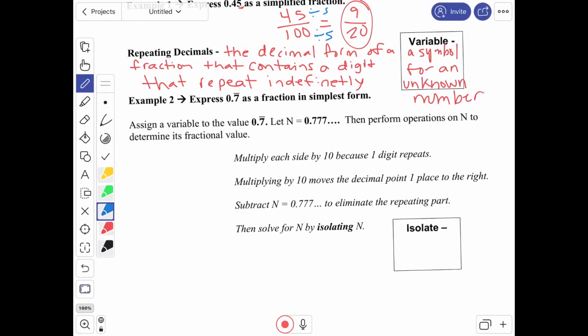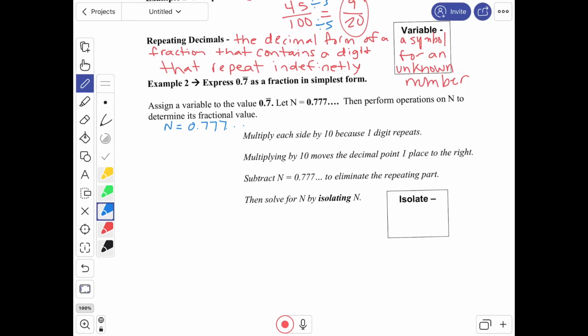Let n equal 0.777... Then perform an operation on n to determine its fractional value. So we're going to start with n equals 0.777... And this is kind of complicated, but stick with me. You'll get it at the end. We're going to multiply each side by 10 because one digit repeats. Since there's just one digit repeating, we're multiplying by 10.